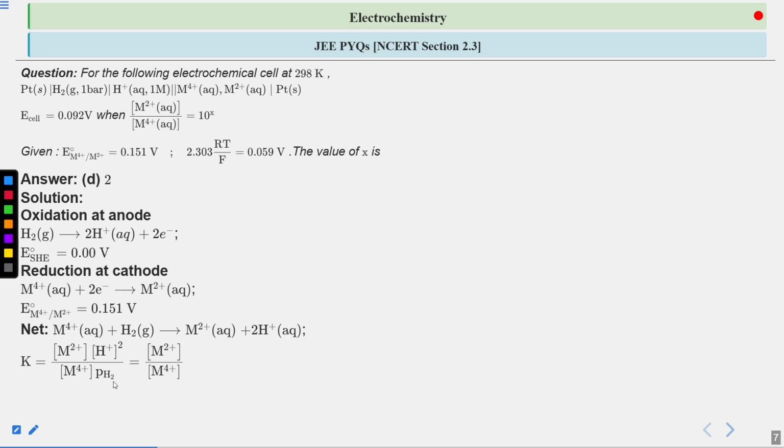So this will be the K equation, and it is already given that the concentration of H positive ions in the cell representation is 1 molar. The H positive is 1 molar and the H2 pressure is given as 1 bar. So H positive becomes 1, and the pressure of H2 will become 1. So the remaining term will be M2 positive concentration divided by M4 positive concentration, and this ratio is already given as equal to 10 to the power x. So this ratio is equal to K for this net reaction.